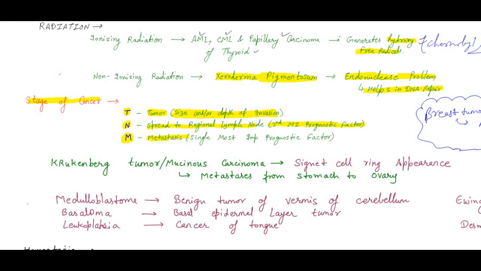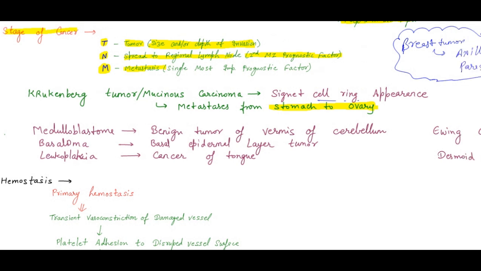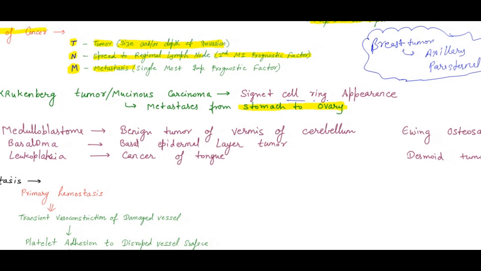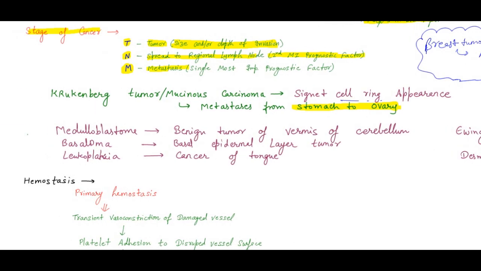Next is the Krukenberg tumor or the mucinous carcinoma. In the mucinous carcinoma, Krukenberg tumor, we see the signet ring cell appearance, and it metastasizes from what? From the stomach to the ovary. So the signet ring cell appearance is seen in Krukenberg tumor or the mucinous carcinoma.